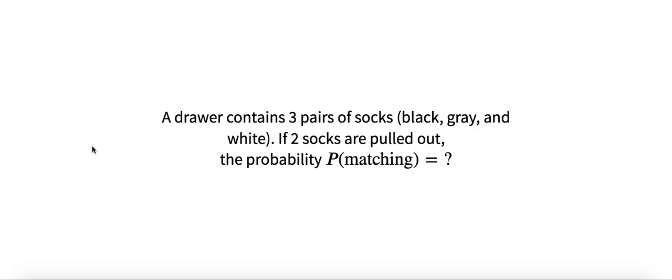Hey guys, let's talk about this interesting probability problem. A drawer contains three pairs of socks: black, gray, and white. If two socks are pulled out, what's the probability of those two socks forming a matching pair?